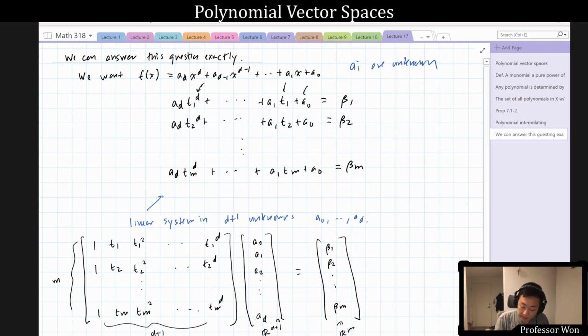Right, so let's call this matrix M. Let's call this vector B. And this vector that we're looking for, we're going to call F because it will determine our polynomial F. Okay, and this question of does there exist a polynomial of degree d that goes through these points is exactly the same thing as saying, does this linear system have a solution? Or in fact, how many solutions does this linear system have?